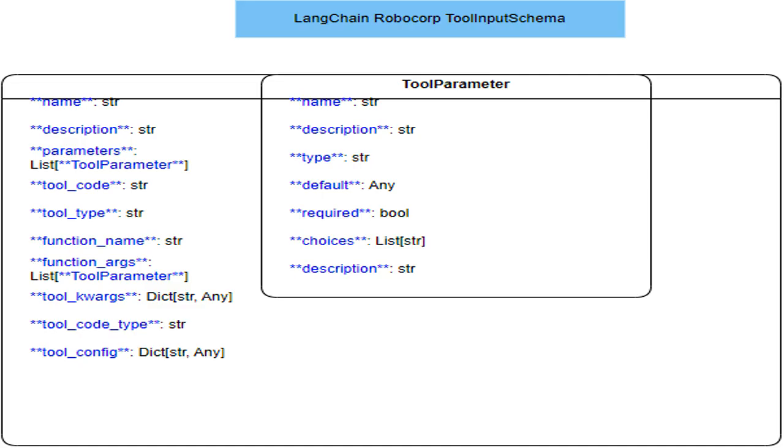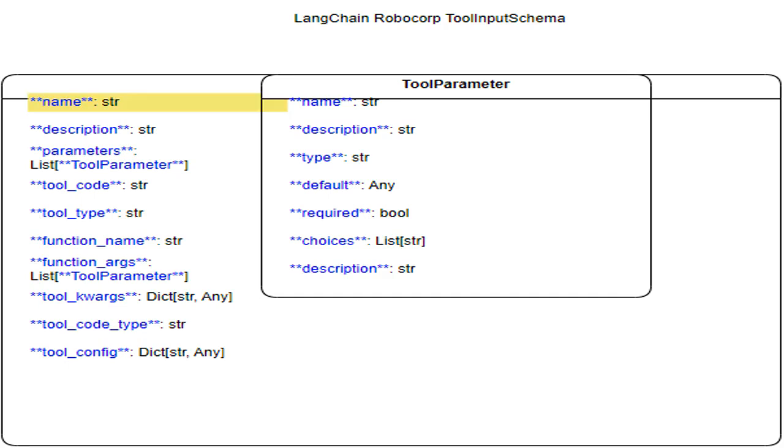LangChain RoboCorp tool input schema. This schema defines the input structure for tools within a RoboCorp LangChain context. Tool input schema defines the core input parameters for a tool. Name, str: the name of the tool. Description, str: a textual description of the tool's functionality.